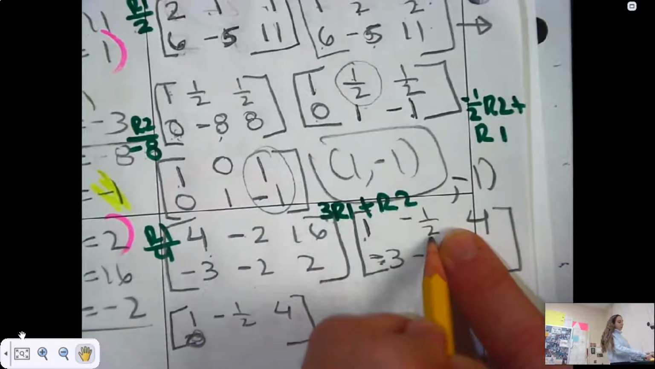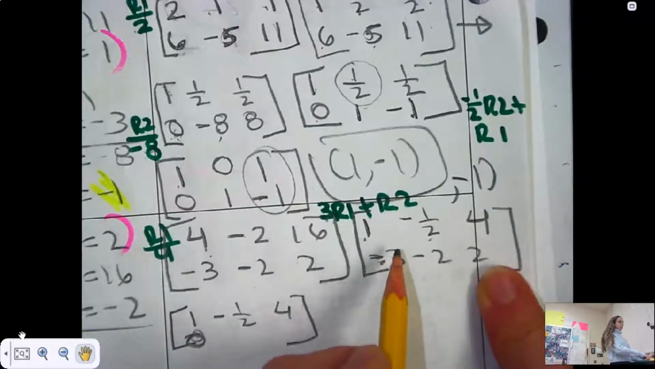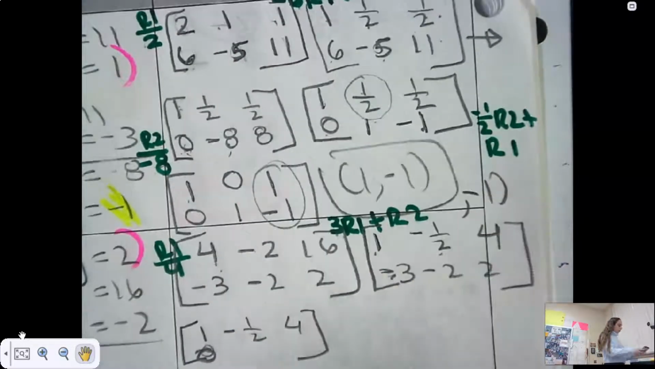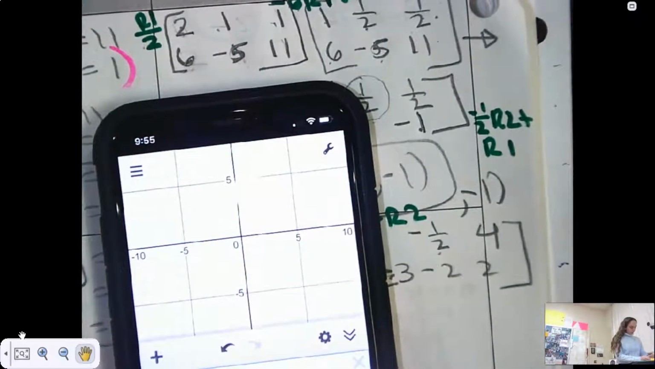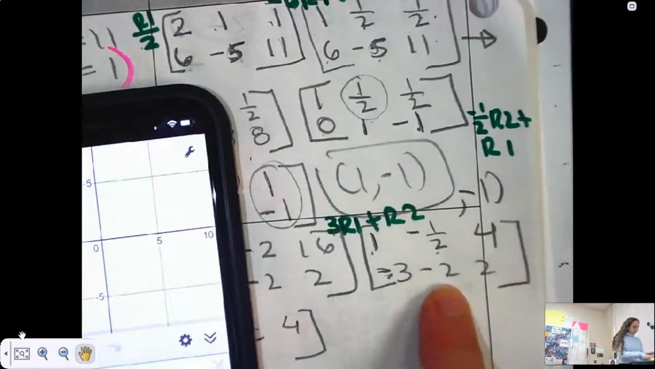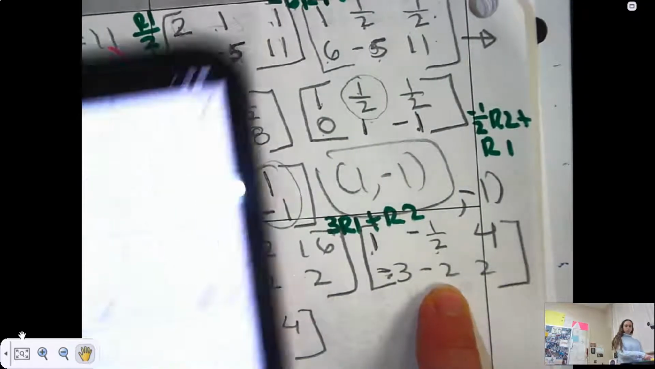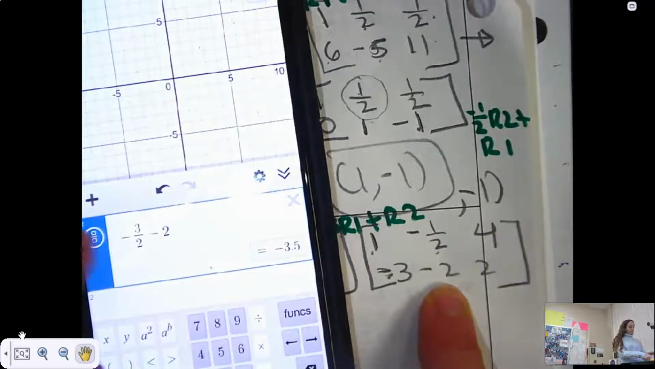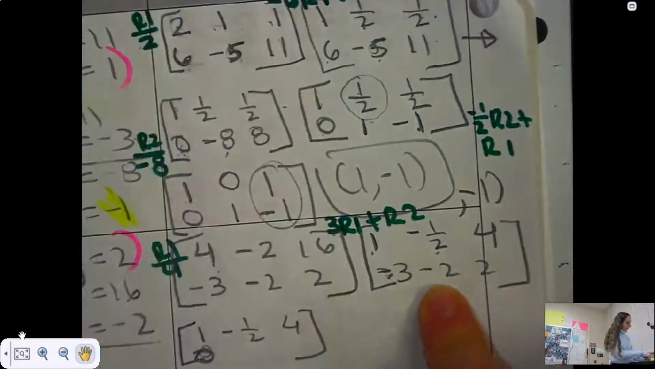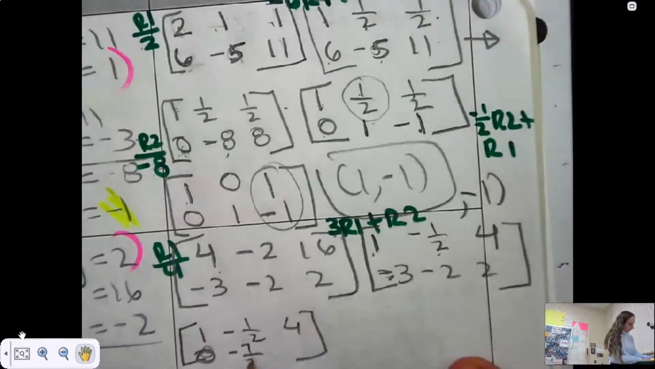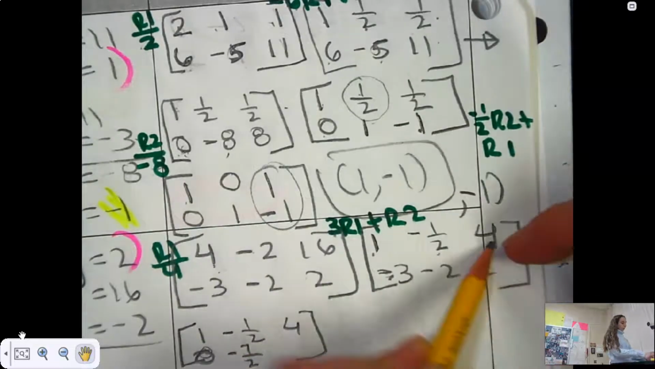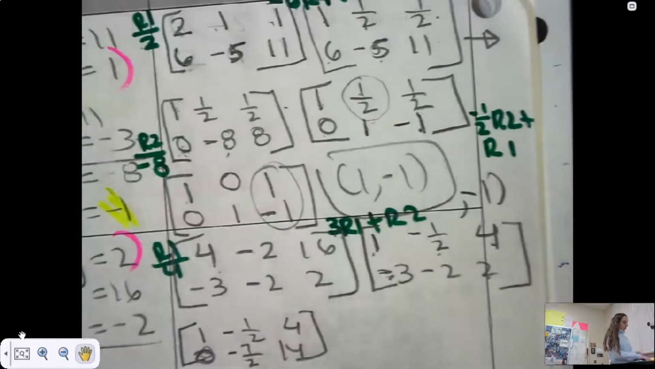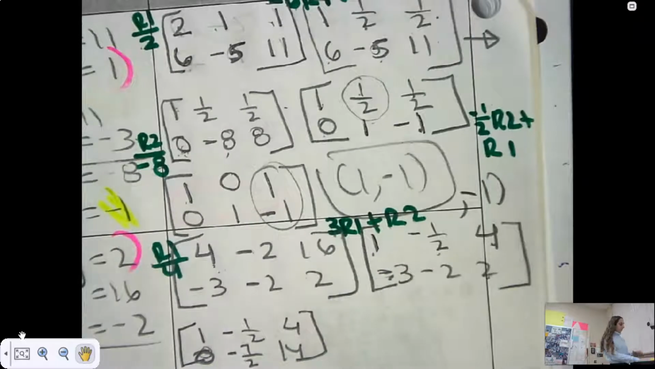3 times the first row is -3/2. Minus 2. So if you're not sure, you just pick up your little calculator, just so you can see, because this is going to get more difficult. So you're going -3 divided by 2, and then minus 2. And it gives you -3.5, or let's keep it in fraction form, -7/2. Okay? So -7/2. And then now 3 times the first row is 12, plus 2 is 14. All right, I've gotten the 1, I've gotten the 0.